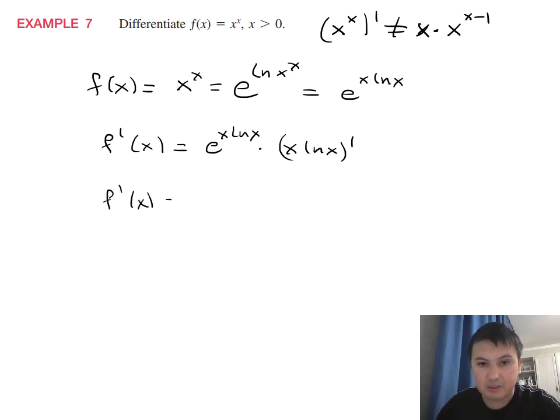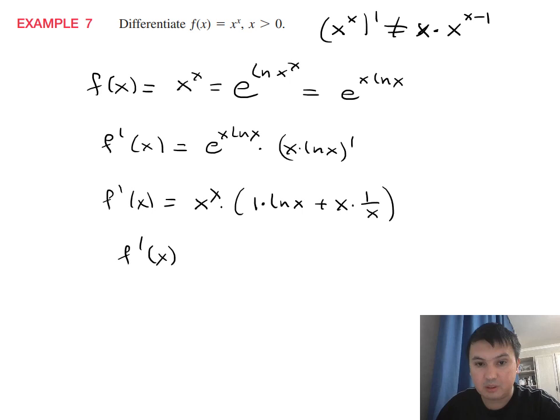So f prime of x: the first term is simply x to the x. Now we have the derivative of x times ln x. This is a product rule. So this is 1 times ln x plus x times the derivative of ln x, which is 1 over x. So we get x to the x times the quantity ln x plus 1. Right? It's nothing to do with what we have here.